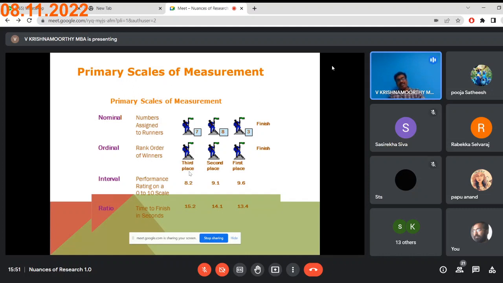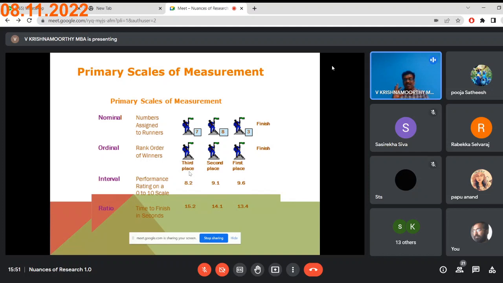Whereas, let's take an interval scale. In case of interval scale, normally we use the 5-point scale. In case of interval scale, we would like to measure something. For example, what's your opinion about the coffee? You can give your answer in two ways. What's your opinion about coffee? Good or bad? You can say good or you can say bad.